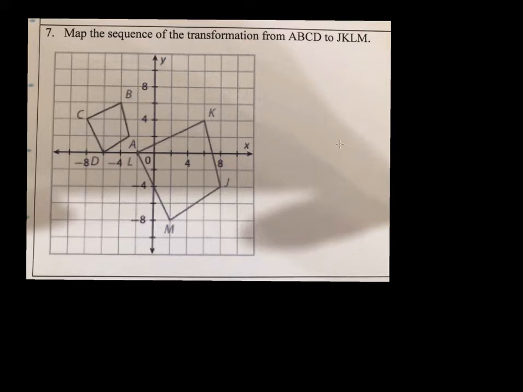Okay, we have another problem. Map the sequence of the transformation from ABCD to JKLM. So let's see what happened. You have to know which points correspond to which points. So the way it's written, A corresponds to J, and then B corresponds to K, C to L, D to M.